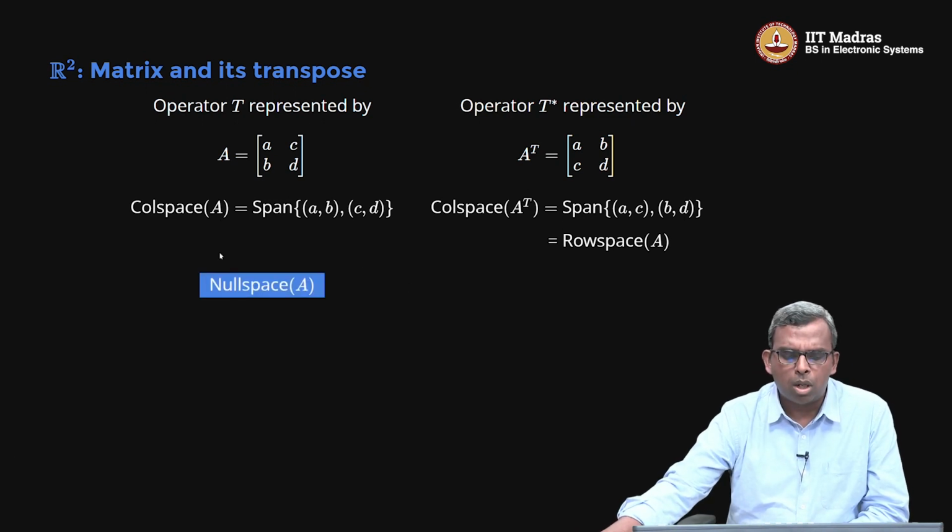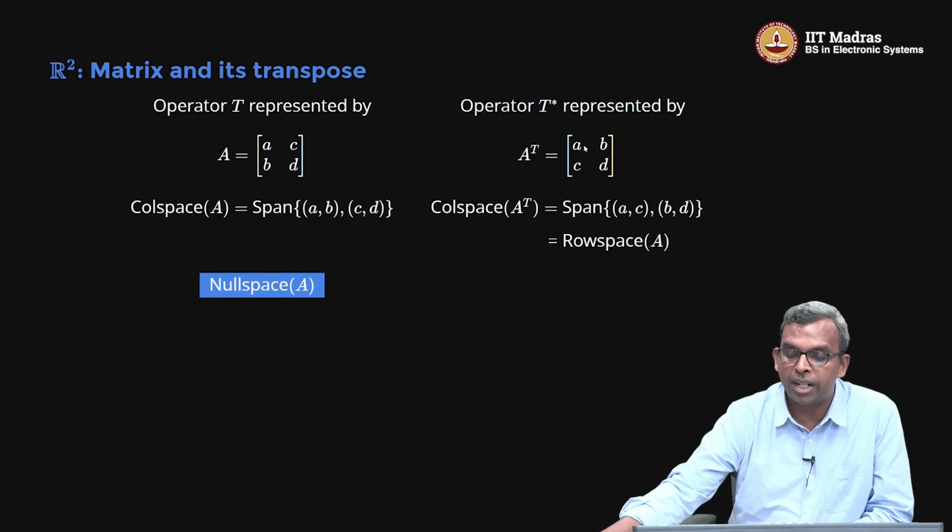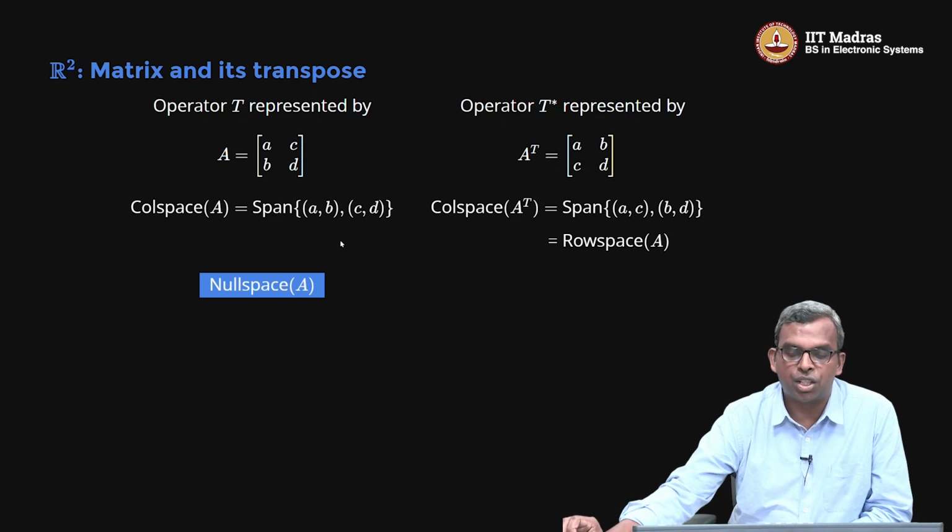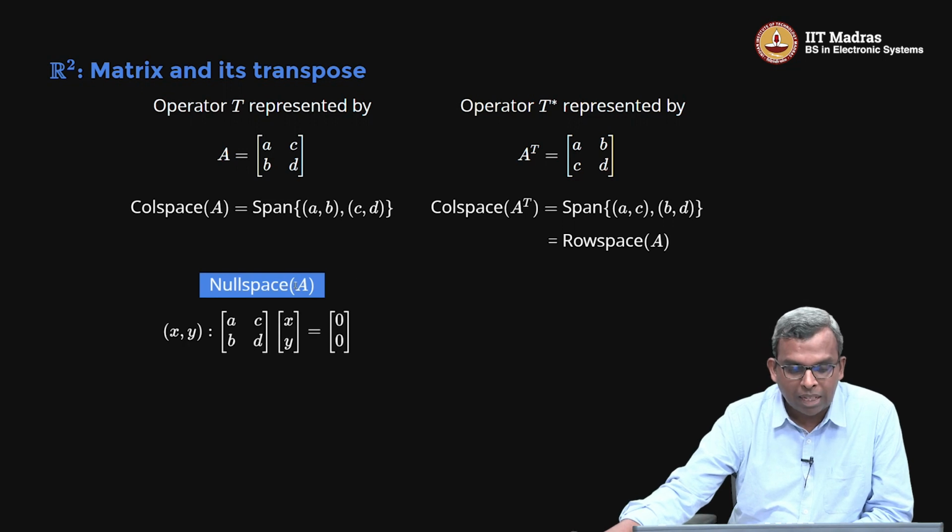What about the null space of A? It seems a little confusing. How do you relate it to A transpose? It doesn't seem very obvious. Here is a little connection, and this connection is very crucial. Once you see it, you will see how the intimate connection between A and A transpose, or T and T star, happens. So, what is the null space of A?